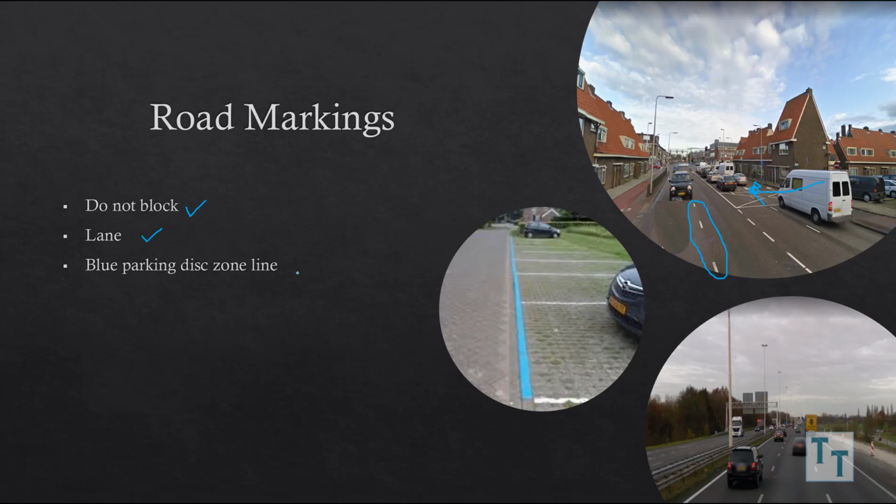Blue parking disc zone line. Some parkings are marked with a blue line. This means you are allowed to park your vehicle for a limited time indicated on the board, and you have to use a parking disc and set your arrival time and put the parking disc on the dashboard so that it is visible.